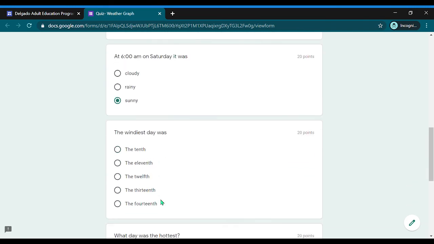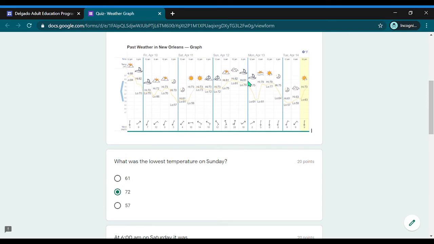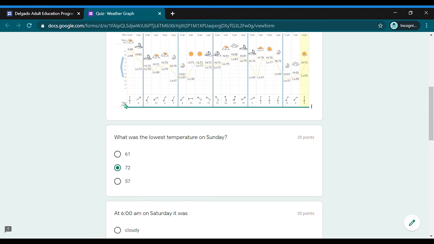And so, what day was the windiest? So for this graph, you could very easily say, oh, these pictures have wind, so I'm going to say Monday, and that's a mistake that some people might make. But we really want to look deep into our chart, and if you look down here at the bottom, they have wind in miles per hour, right? So these numbers are the miles per hour of the wind.